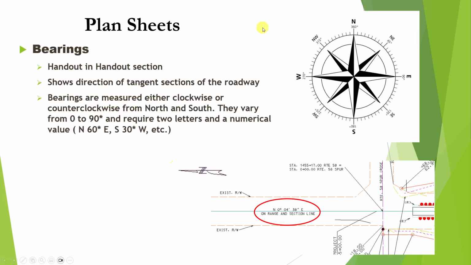Bearings. There's a handout in the handout section that you can look at. It shows the direction of tangent sections of the roadway. Been kind of talking a little bit about it. Bearings are measured either clockwise or counterclockwise from north and south, and they vary from 0 to 90 degrees and require 2 letters and a numerical value. In this case, it says here north 60 degrees east or south 30 degrees west.